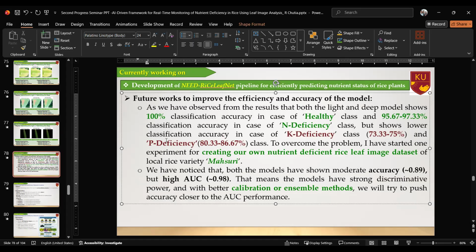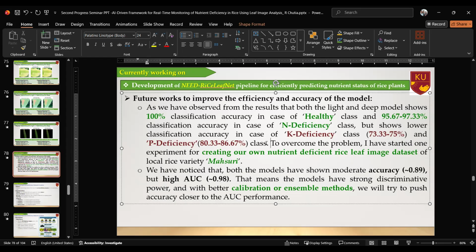For that, actually, we have a data set of a smaller size, which is publicly available on Kaggle. We are using a data set containing only 1500 images. So we are planning to create our own nutrient deficient rice leaf image data set with the local rice variety Masuri. We will try to provide more data for training these models to increase the accuracy.